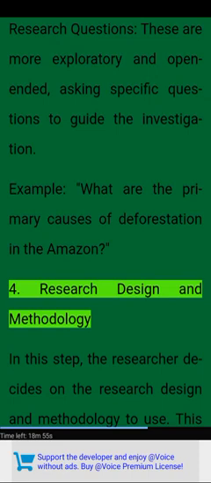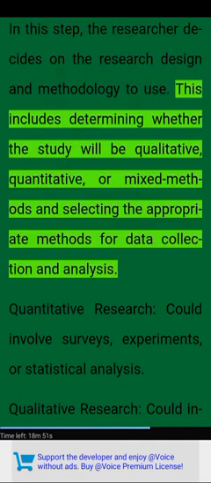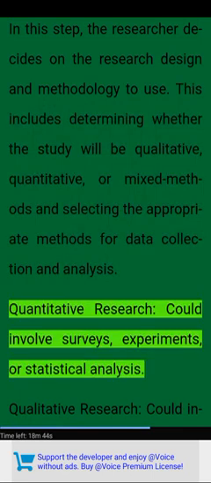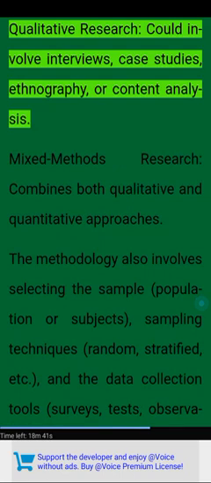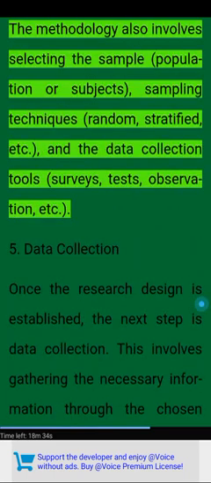4. Research design and methodology. In this step, the researcher decides on the research design and methodology to use. This includes determining whether the study will be qualitative, quantitative, or mixed methods and selecting the appropriate methods for data collection and analysis. Quantitative research could involve surveys, experiments, or statistical analysis. Qualitative research could involve interviews, case studies, ethnography, or content analysis. Mixed methods research combines both qualitative and quantitative approaches.